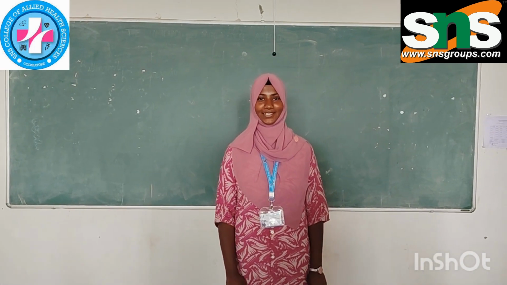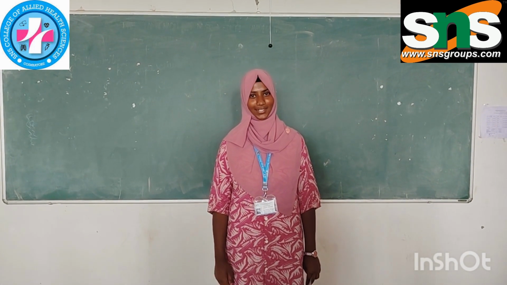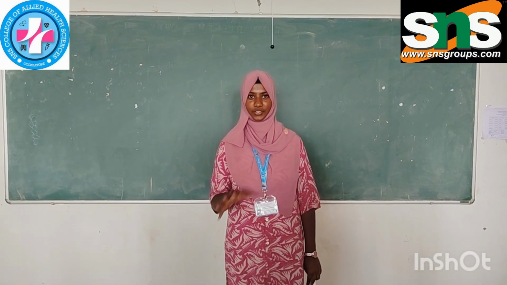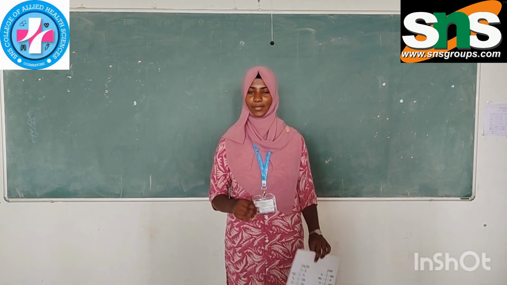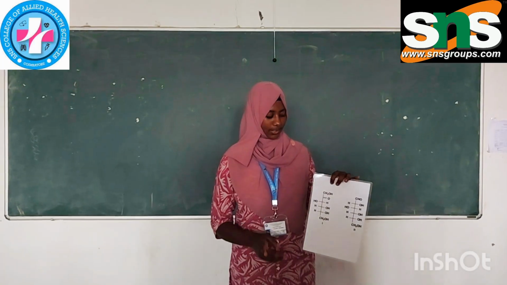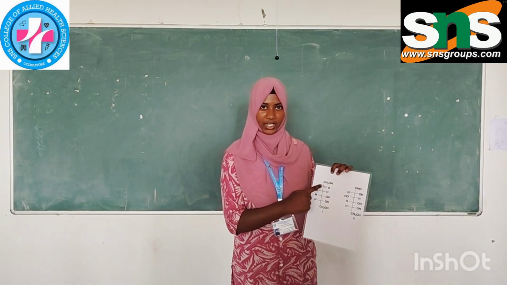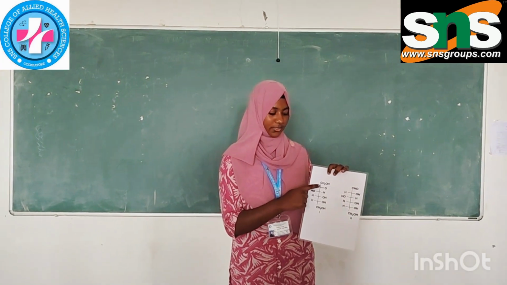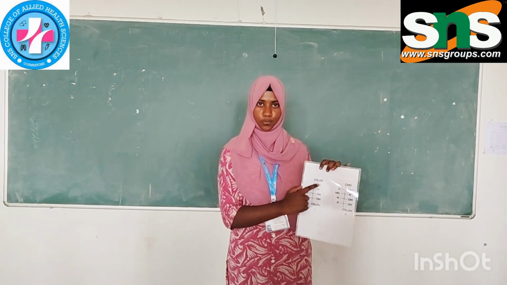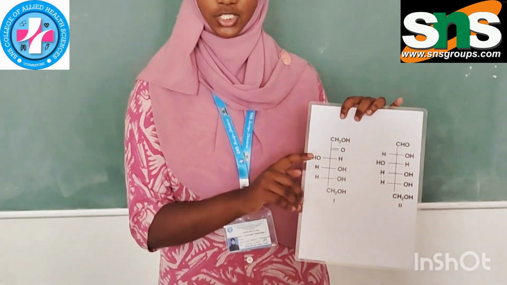Hi, this is Sajida Fatima from the Department of BSc Cardiac Technology. I've been given a spotter that shows two different structures of carbohydrates, and I'll be identifying what each structure is. Coming to the first structure, for the identification we consider the functional group. Here we have C=O, which is a ketone functional group. So this is a keto structure.